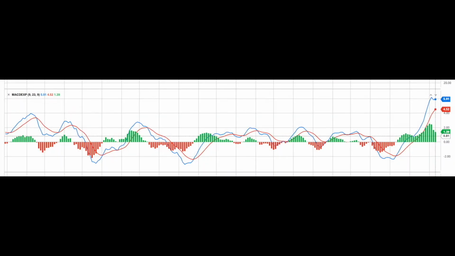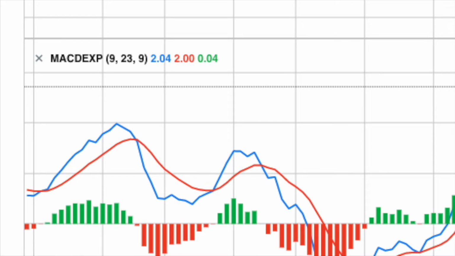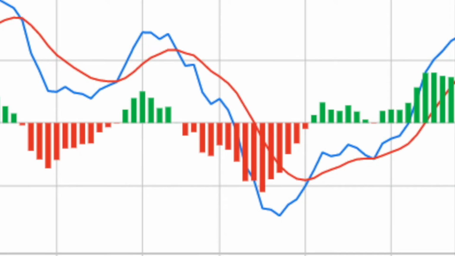MACD is a simple yet powerful momentum and trend indicator. It has the MACD line in blue, signal line in red, and the center line. The idea is when MACD is above zero, price is trending upwards. If the MACD line is below zero, price is trending downwards. Also, when the MACD line crosses below the signal line, it means price is falling. And when above the signal line, price is rising.